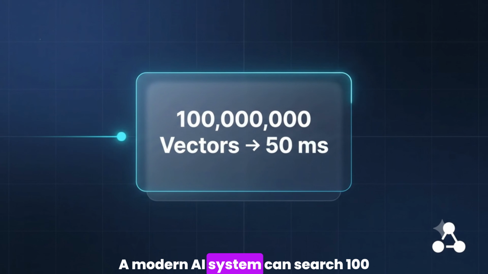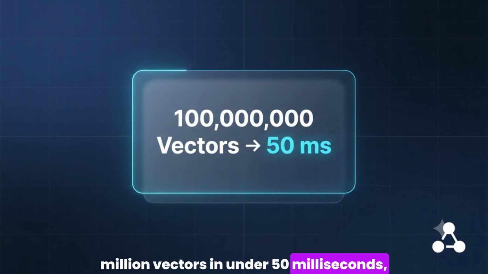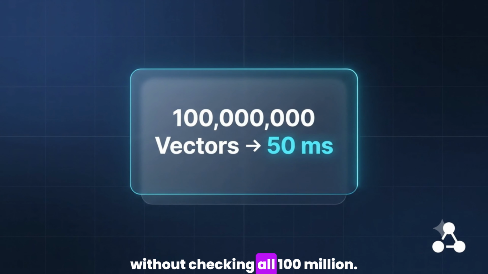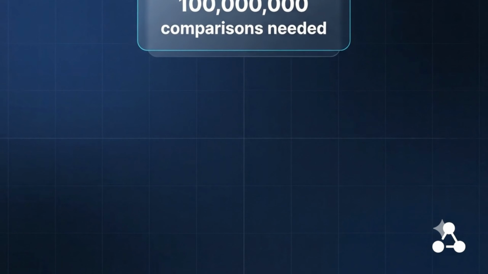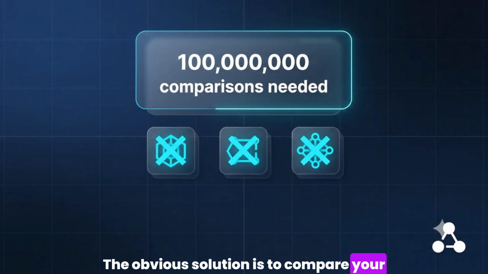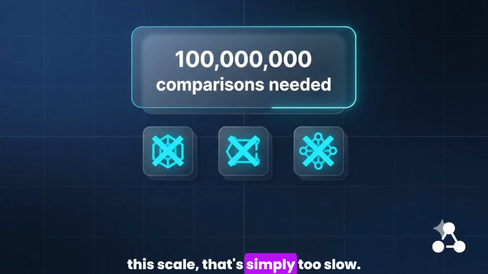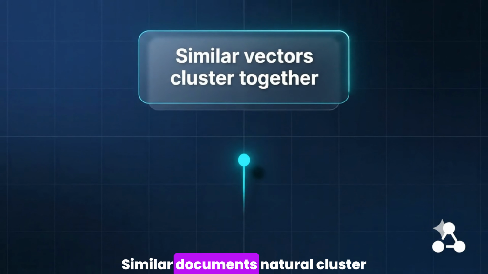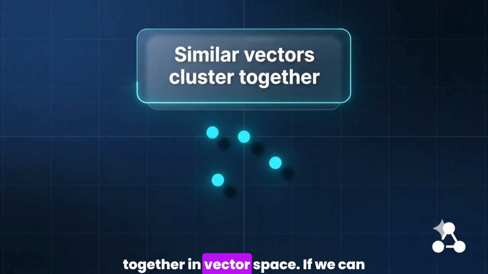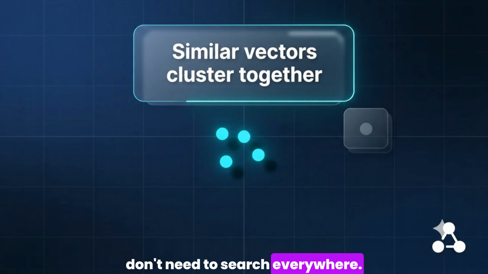A modern AI system can search 100 million vectors in under 50 milliseconds, without checking all 100 million. The obvious solution is to compare your query against every single vector. But at this scale, that's simply too slow. Similar documents naturally cluster together in vector space. If we can quickly reach the right neighborhood, we don't need to search everywhere.